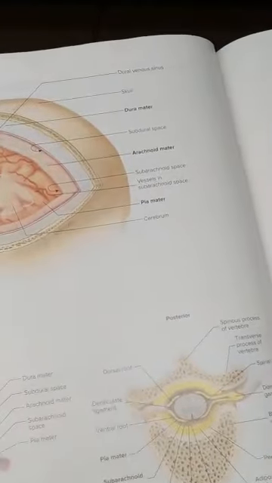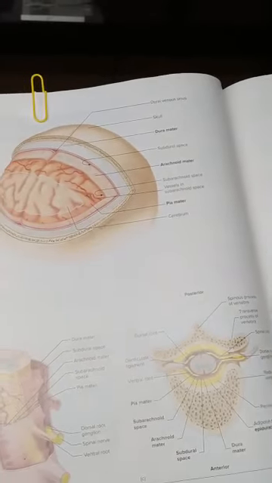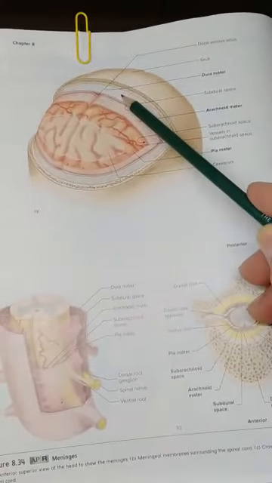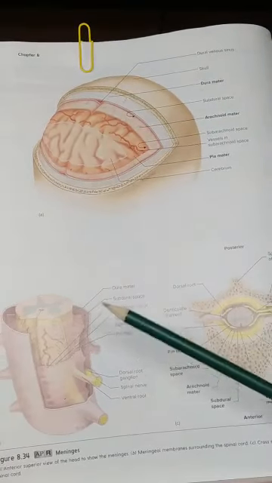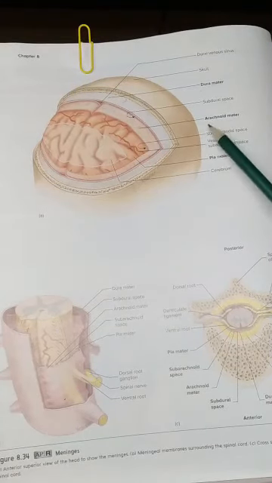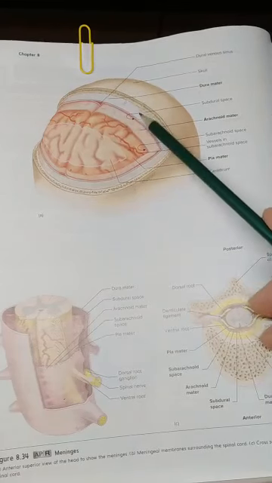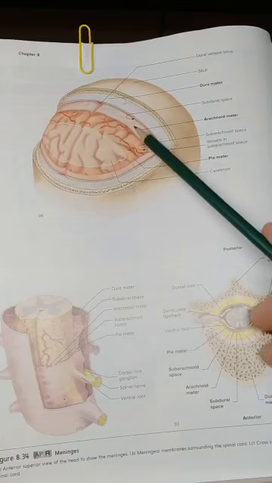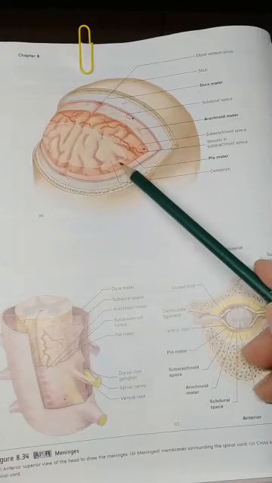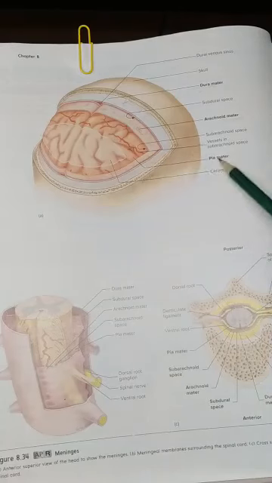You have here this picture of the coverings of the central nervous system. Of course, the outermost, toughest, and thickest is the dura mater. Then after the dura mater is the arachnoid mater. This one here is the arachnoid mater. This is the dura, the outermost, the thickest. And then you have the innermost, the thinnest and vascular, called the pia mater.